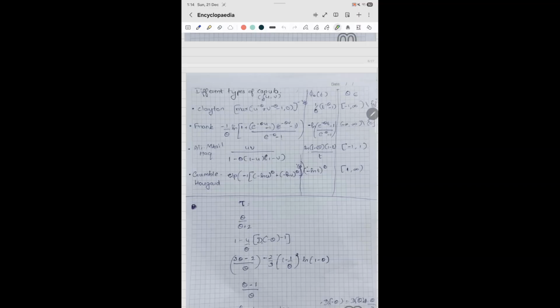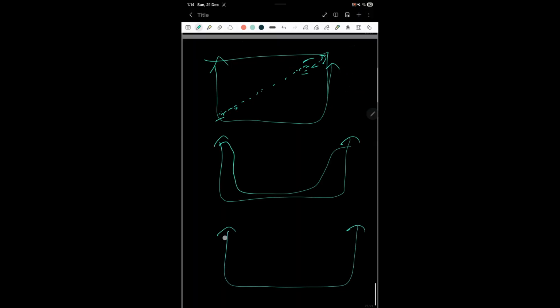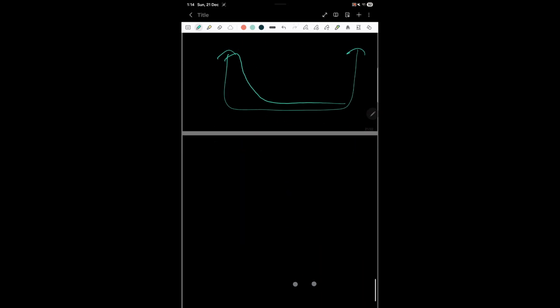So here we can make different Copulas under the same distributions which have different tail dependencies. You can find certain copulas with lower tail dependency like this, or you can find certain copulas with higher tail dependencies like this.